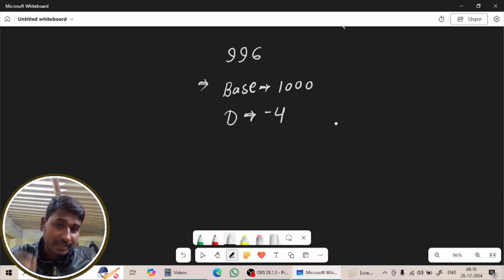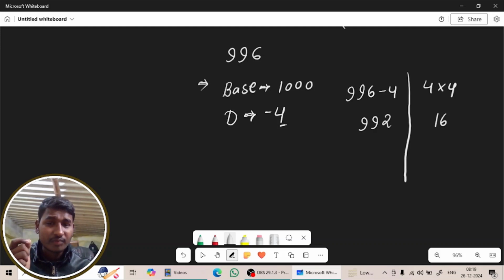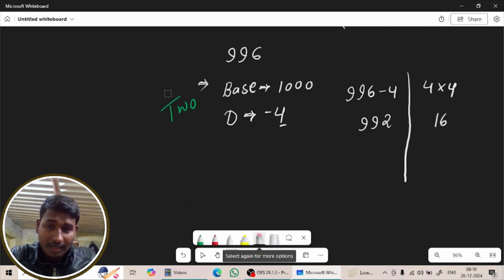Now what do you need to do when we have less than 1000? We actually subtract. So 996 subtracted by 4. And on this side you need to multiply the deviation, 4 times 4. So 4 times 4 is 16. And this number will give you 992. Just like in base 100 we are allowed to take 2 digit, here we are allowed to take 3 digit.